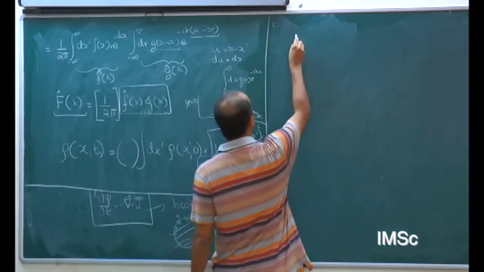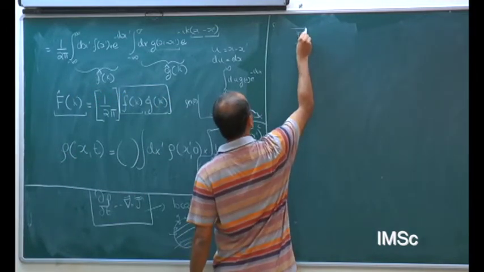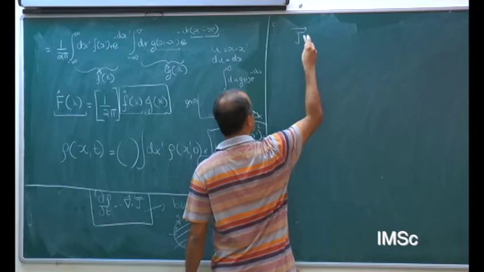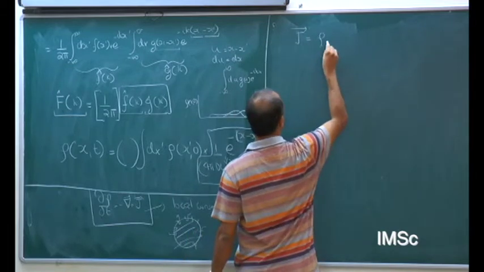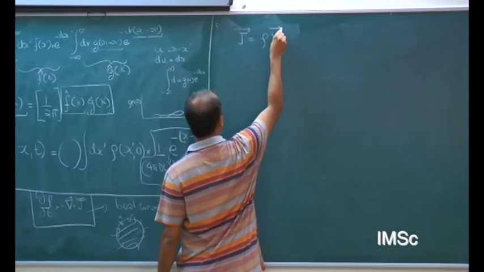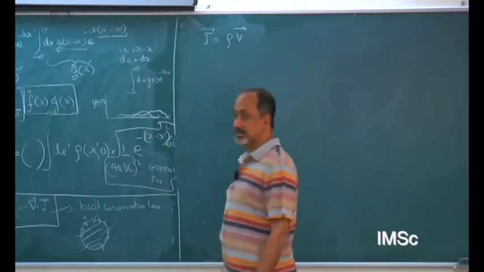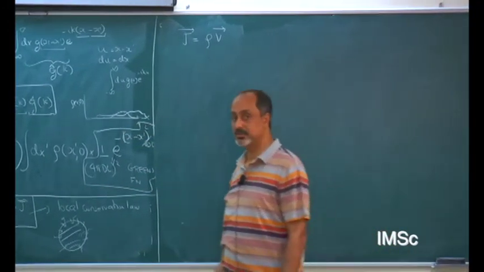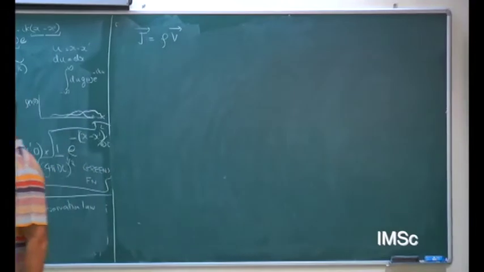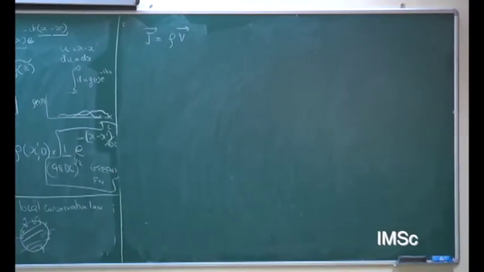Then we said we can take the expression for the normal current J to be the density times the local velocity, rho times V. This is the current density. So it has dimensions of a number per unit area per unit time.